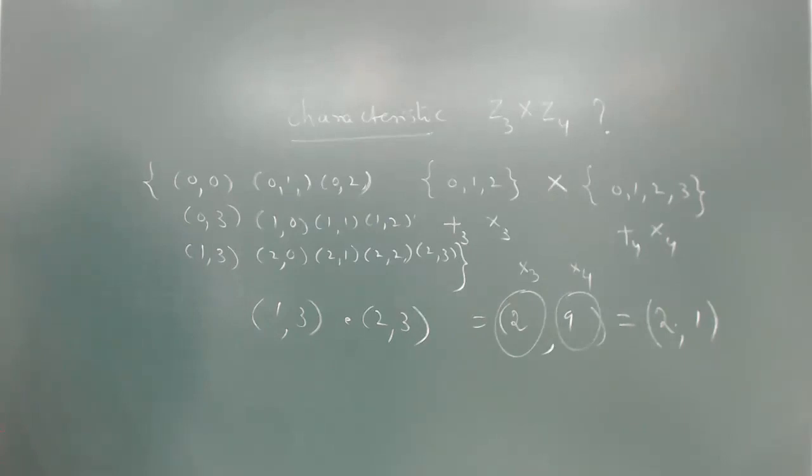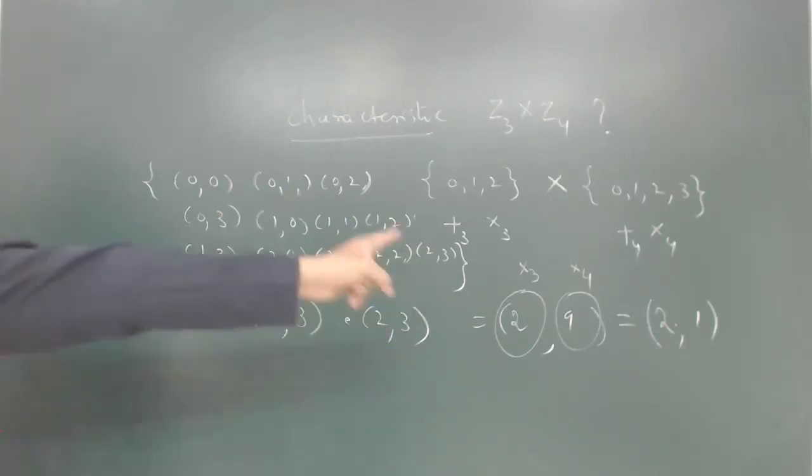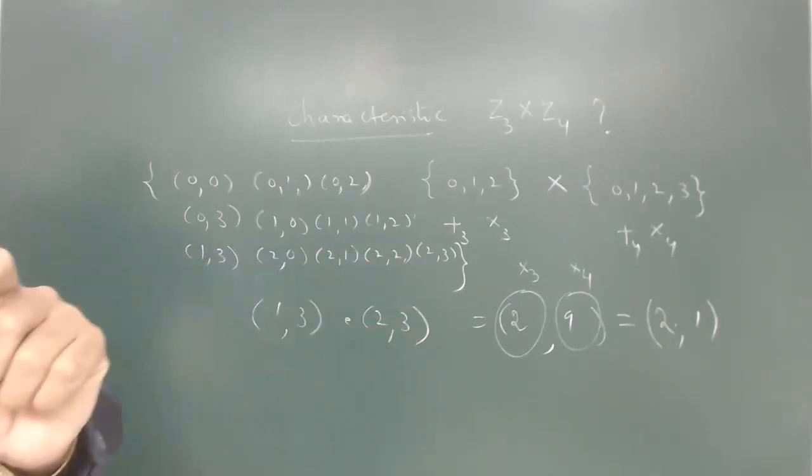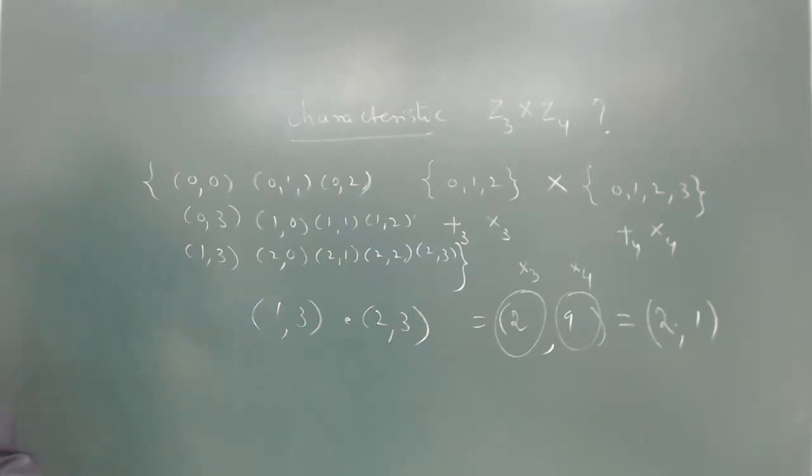Now the question is how to find the characteristic. Just now we discussed that. Apart from verifying each and every ordered pair, you simply have to take the identity element, and if you check for identity, it is enough. You need to find the least positive integer p such that p times the identity element will give 0.